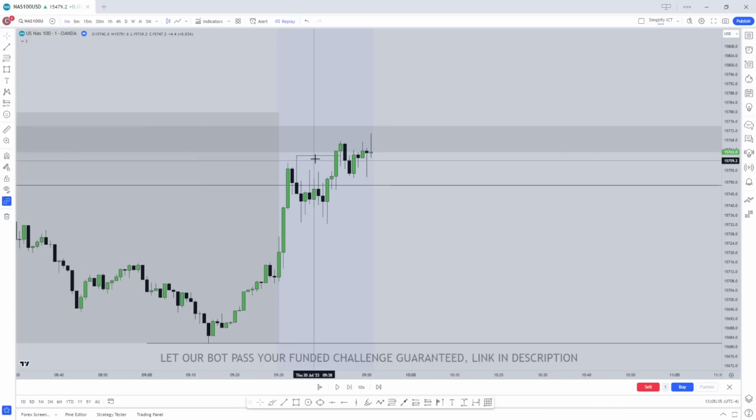Okay, we have another set of liquidity being swept right here. So now our market structure shift low has changed to this area right here, and all we're waiting for is a market structure shift, break of structure, change of character, essentially all the same thing with displacement.